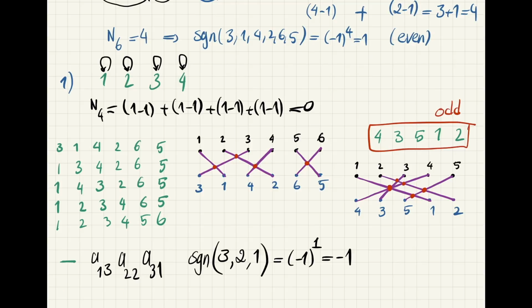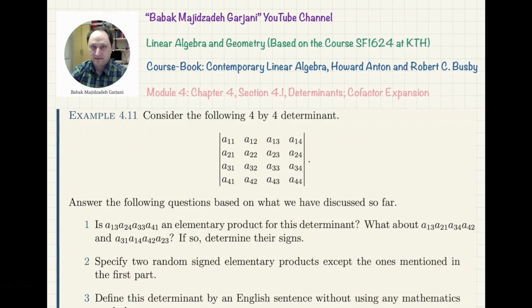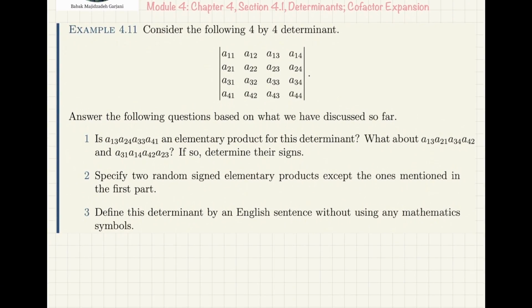Okay. Before going directly to the general case of an n by n determinant, let us consider the case of a 4 by 4 determinant first. I have written an example for you here. Example 4.1. Consider this 4 by 4 determinant. Now answer the following questions based on what we have discussed so far.